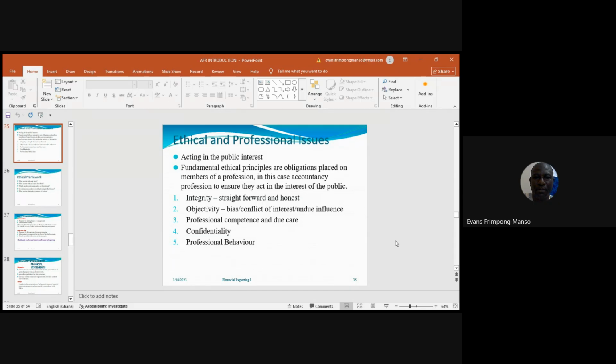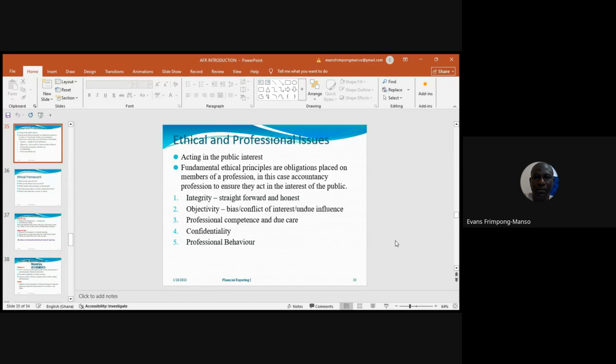Now, I want to say professional competence and due care. It means that you should have what it takes to be an accountant. You should have the needed qualification that qualifies you to be an accountant. So you should be competent enough. Professional competence is conferred on you by the skills that you possess.